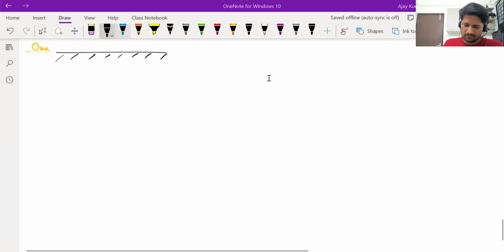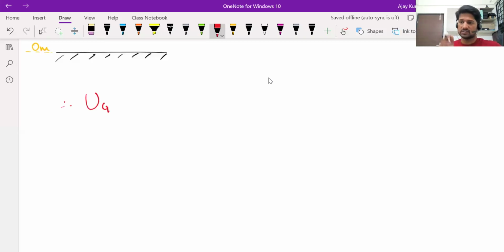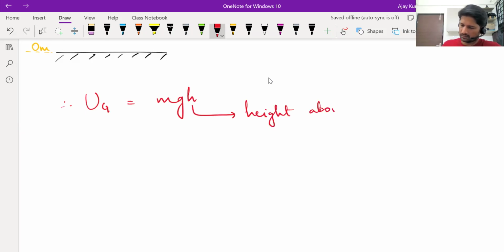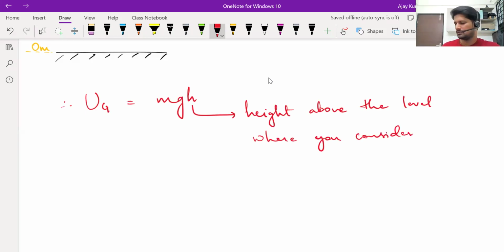So you can write gravitational potential energy. Now we are not talking about change. We are talking about the actual value. Gravitational potential energy can be written as mgh, where h is height above the level where you consider potential energy to be 0. So at some level, we'll assume potential energy is 0. If the object is above it, positive height. Object is below it, negative height, you will get the answer.